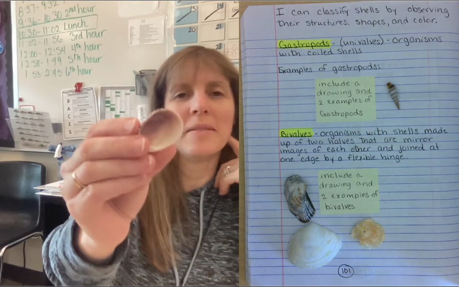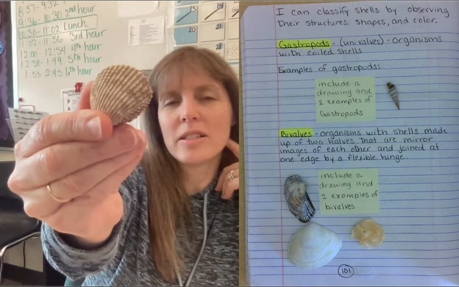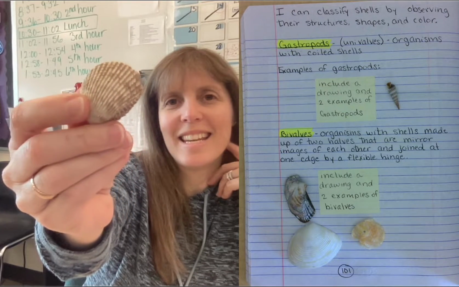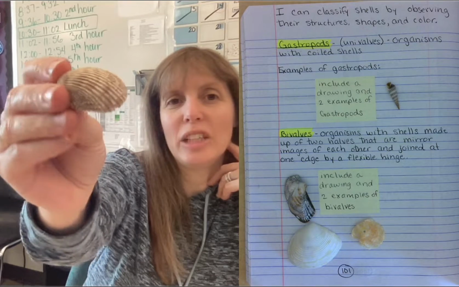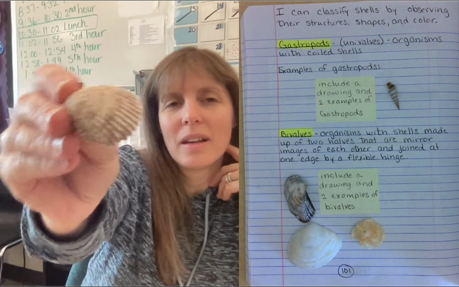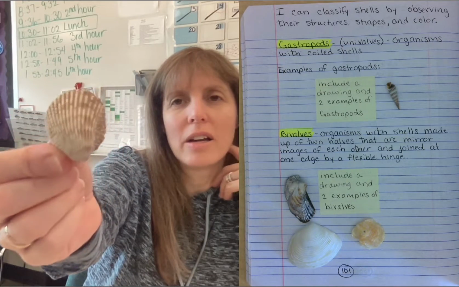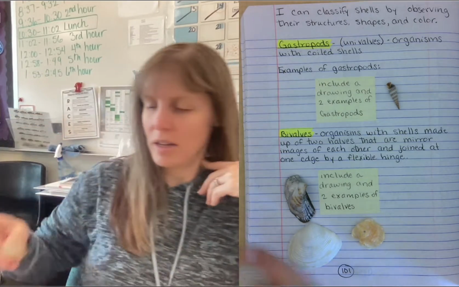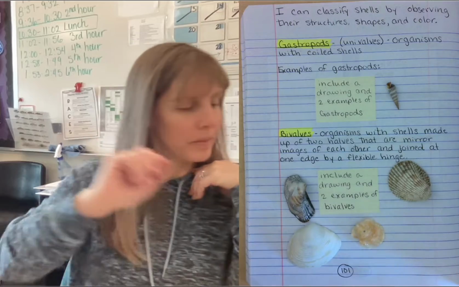Here's another cool one. Do you know that tongue twister? She sells seashells by the seashore. Right? This is kind of fun. This is a type of shell that is a bivalve.